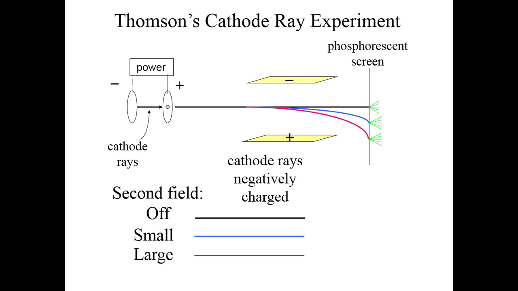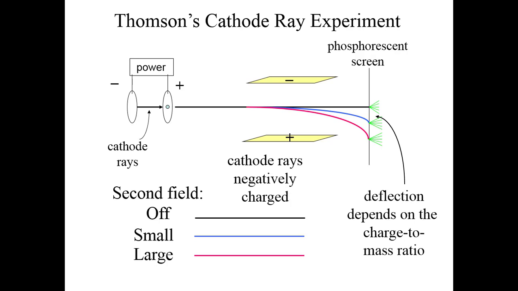The distance by which the beam of cathode rays deflects depends on the charge of the rays and the mass. More specifically, it is the charge-to-mass ratio that determines the deflection. So the deflection of the rays depends on the charge of the particles divided by their mass.